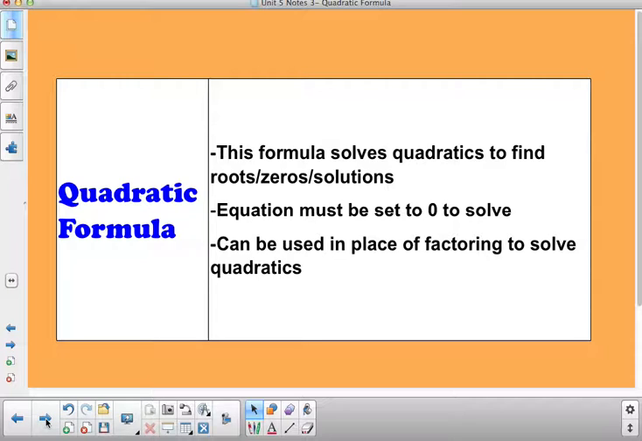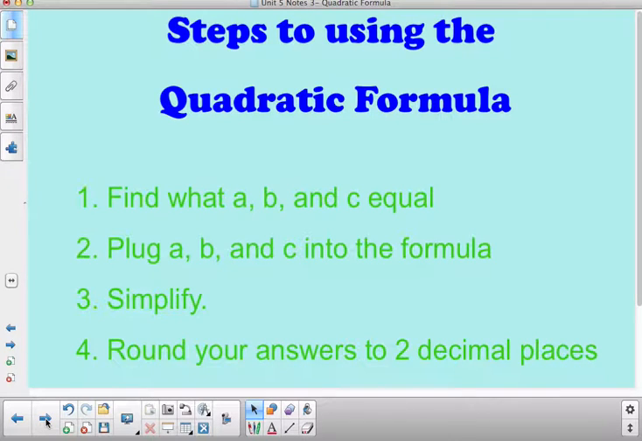So I'm going to show you the steps to using the quadratic formula, and I want you to pause the video and take a second to write them down. So here's our steps. First, we find what a, b, and c are. Then we plug them into the formula, then we simplify, and we round our two answers to 2 decimal places. Again, remember that you can pause the video at any point if you want to take a minute to write it down.